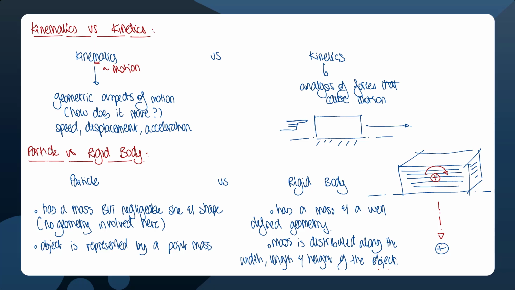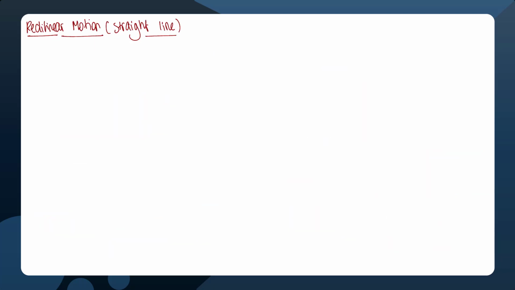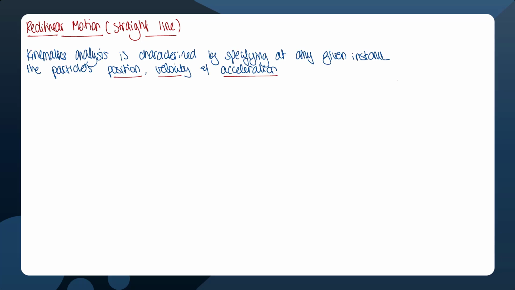Now let us look at what kinematics actually is. So first I want to deal with rectilinear motion. And by rectilinear motion, we talk about a straight line. So we assume that an object can only move in a one-dimensional space. So kinematics is the analysis which is characterized by specifying at any given instant the particle's position, velocity, and acceleration. So those are the 3 main parameters we're after when doing a kinematics analysis.